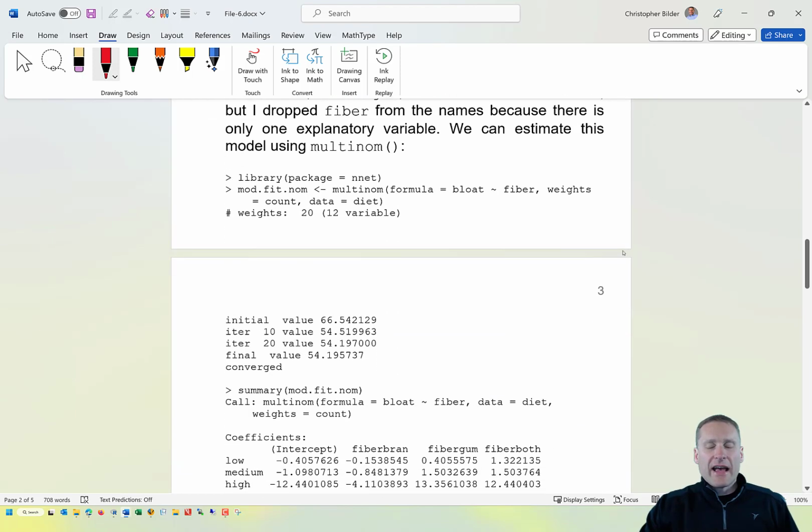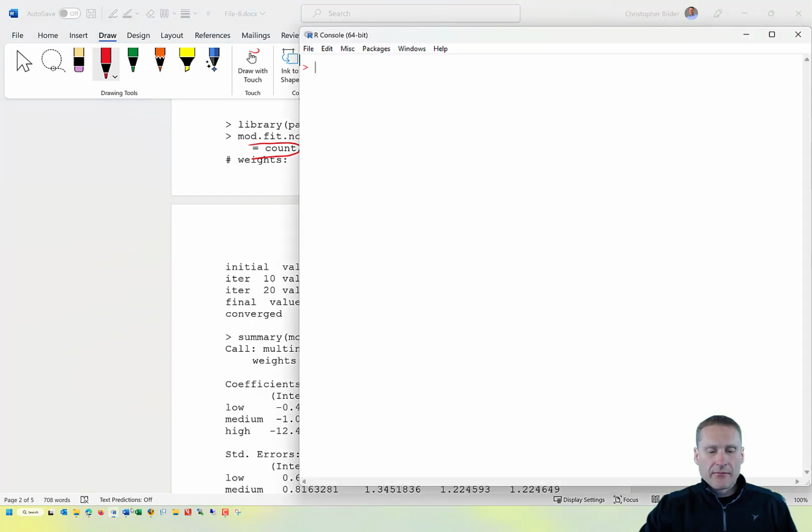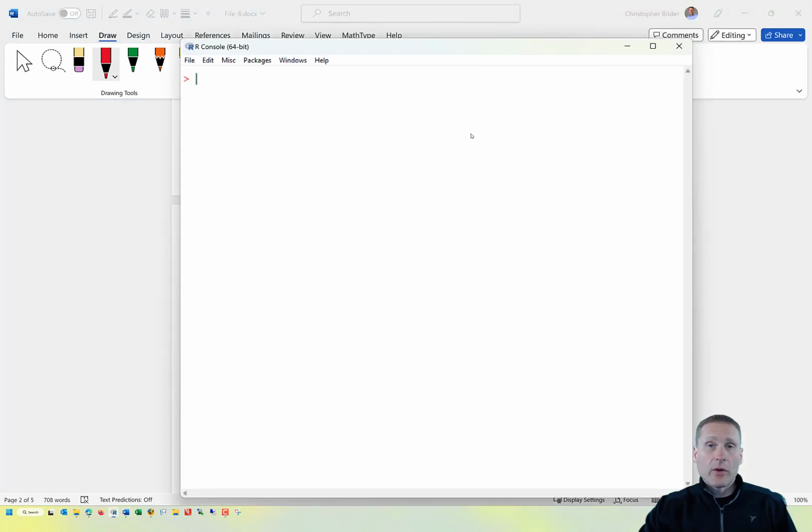So let's go ahead and estimate this model. I estimate it in the same way as what we've done before. I use the multinomial function from the nnet package. My response variable is bloat. My explanatory variable is fiber. R automatically creates the indicator variables for us. But one thing that is different here is this weights argument. I need to use weights because of how the data is represented in the data frame.